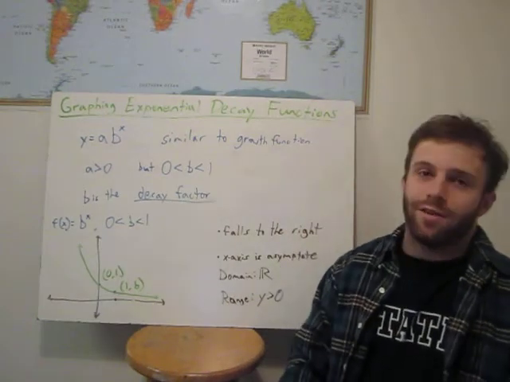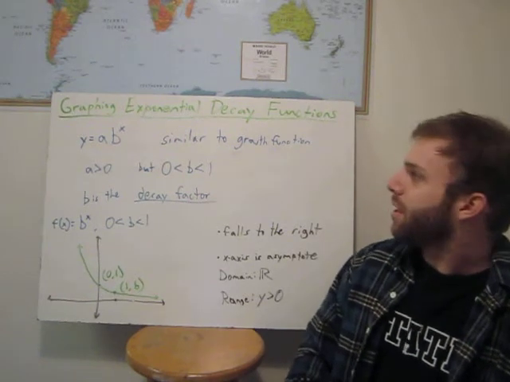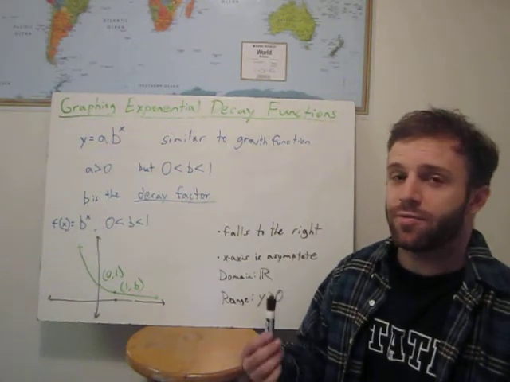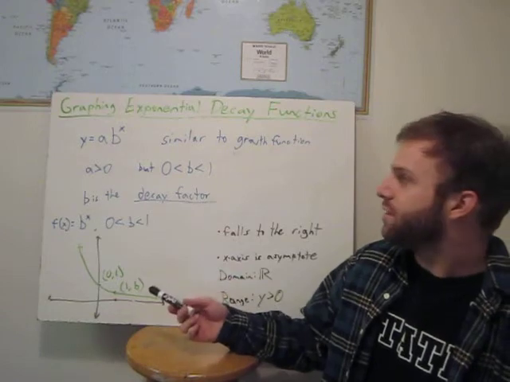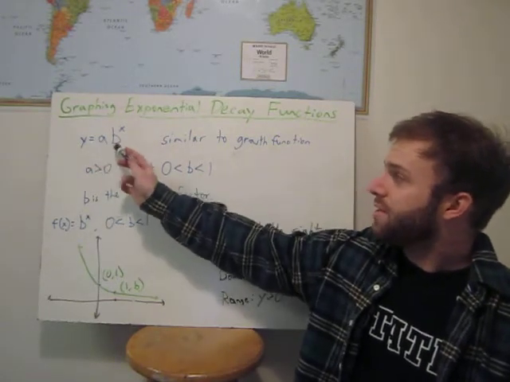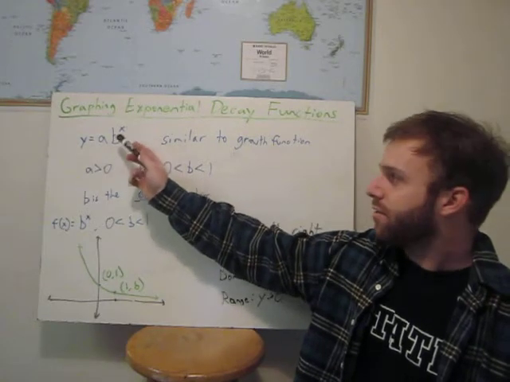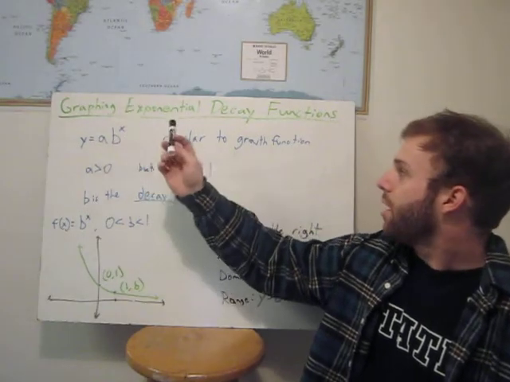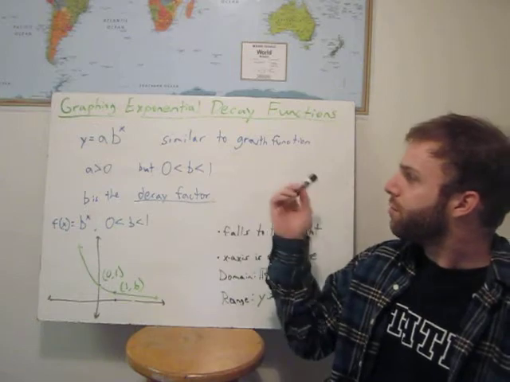This lesson's on graphing exponential decay functions. So we've already looked at exponential growth, now we're looking at decay. So it's going to be a little different. We still have y equals a times b to the x, b raised to the x power. And like I said, it's similar to the growth function.